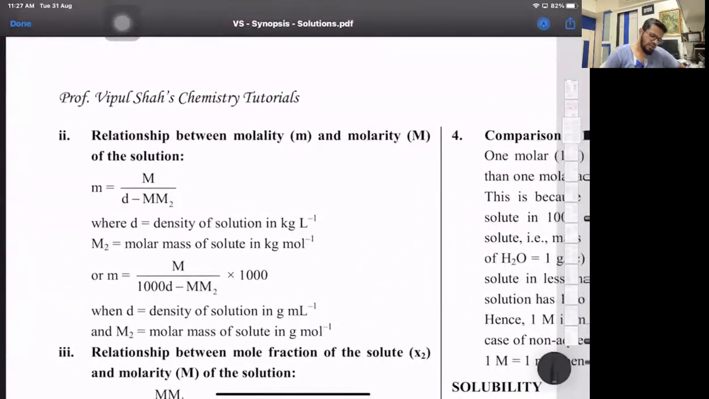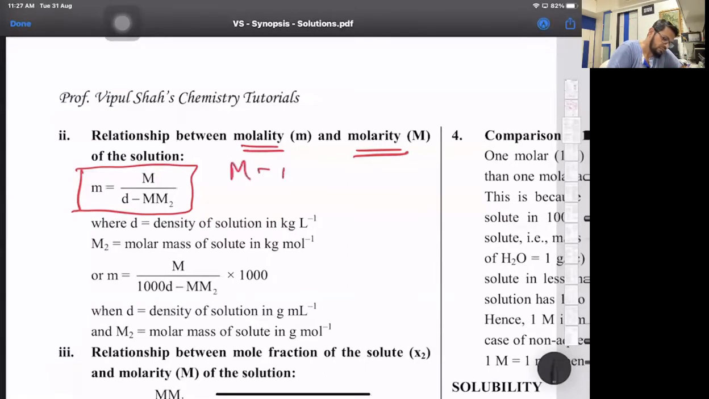Second one, relationship with respect to molality and molarity. Please jot down these formulas because these formulas are important. Relationship between molality and molarity of the solution, where we can say molality is equal to M divided by (1000 D minus M into M2), where once again, capital M is molarity. Keep in mind, capital M is molarity. Small m, that's molality.